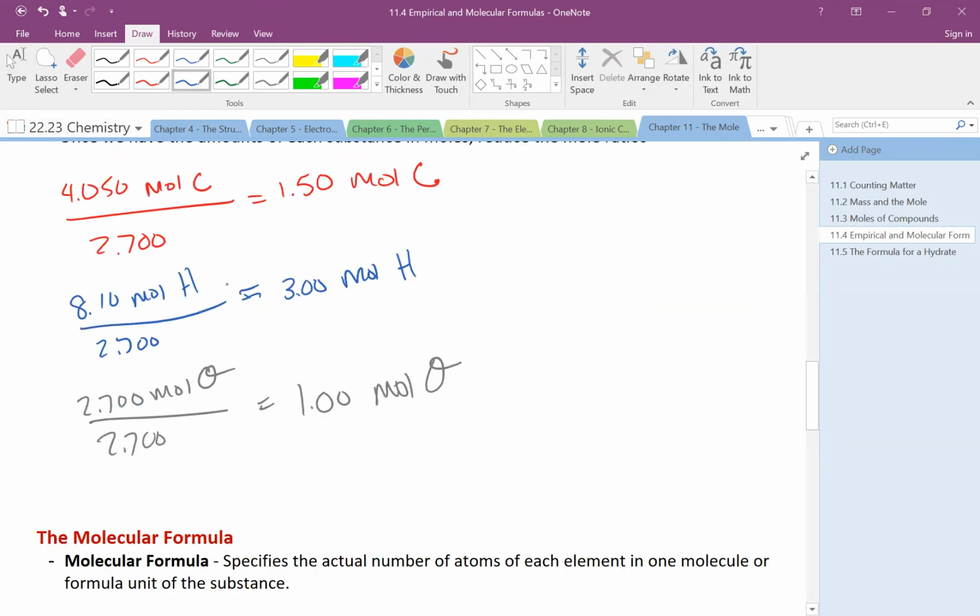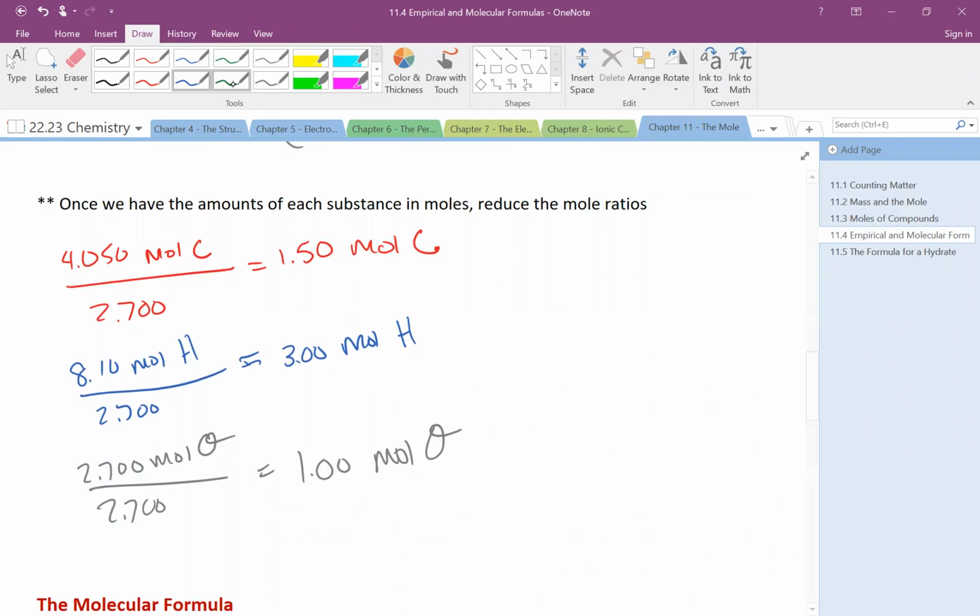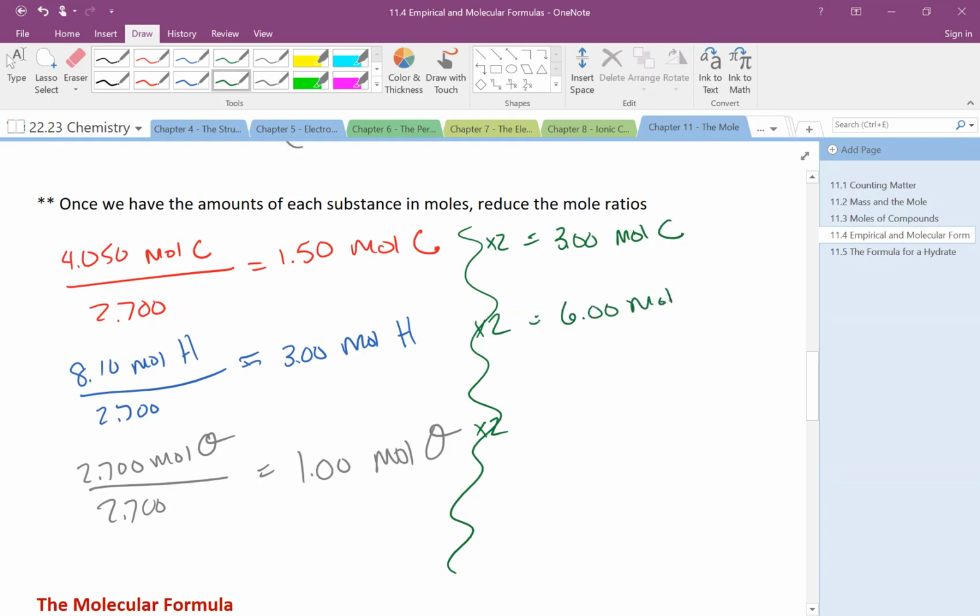Now, my mission is to get this all set into individual integers, right? When you have a chemical formula, it has to be integers. So if I consider how to get this 1.5 into a whole number ratio, well, if I multiply it by 2, I'll get 3.00 mole of carbon, which is an integer. Well, if I multiply my carbon by 2, I'm going to multiply every other element by 2, right? What I do to one, I've got to do to the others. So that would give me 6 moles of hydrogen and 2 moles of oxygen.